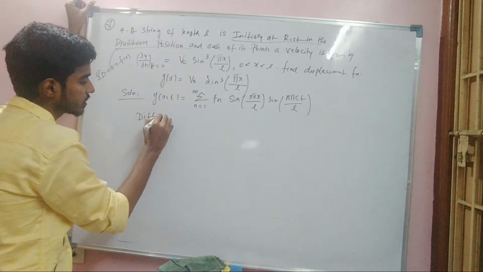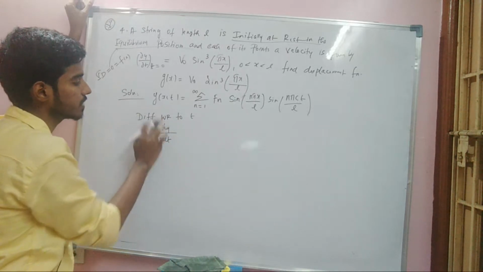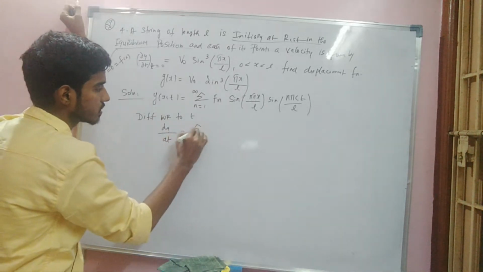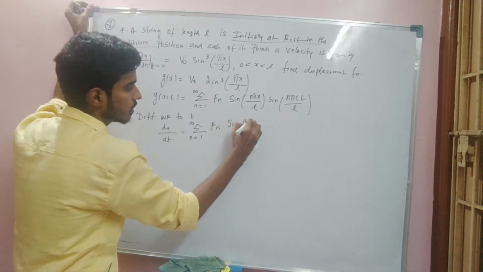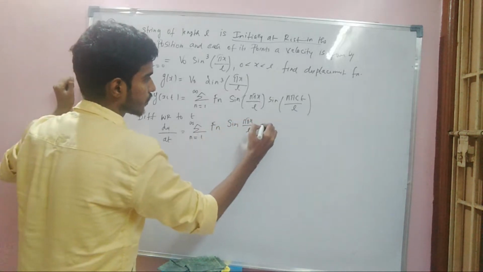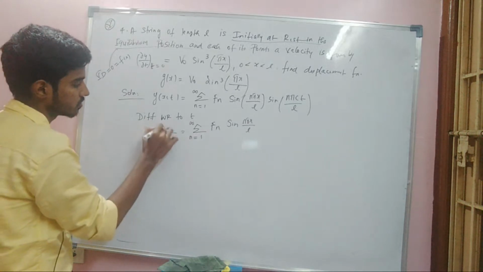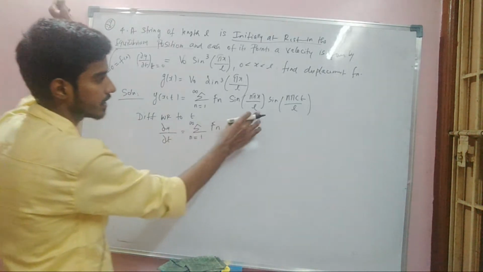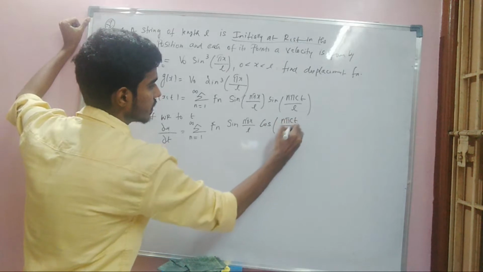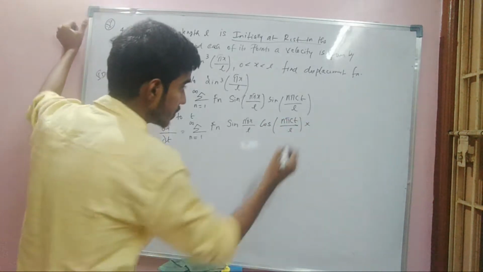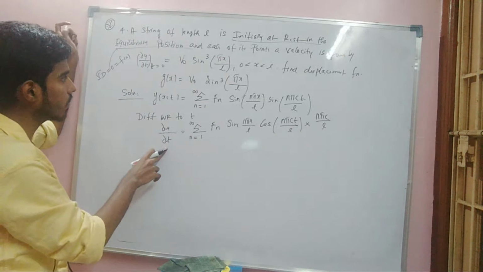So differentiate both sides with respect to t. This will be dy by dt, where I am just naming y as y of x comma t. And this will be summation n is equal to 1 to infinity fn, which is independent of t, so we have sine n pi x by L. Differentiating partially, dou y by dou t. If I integrate partially only, I can take this term as a constant. So this will be cos n pi ct by L into n pi c by L, right?